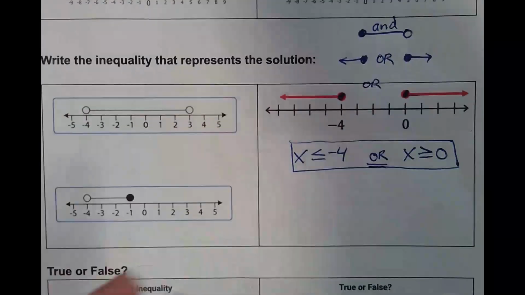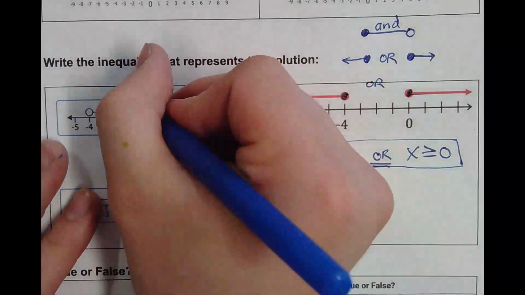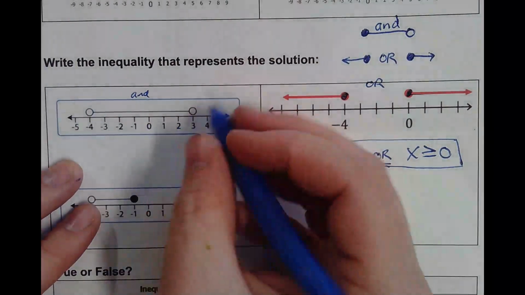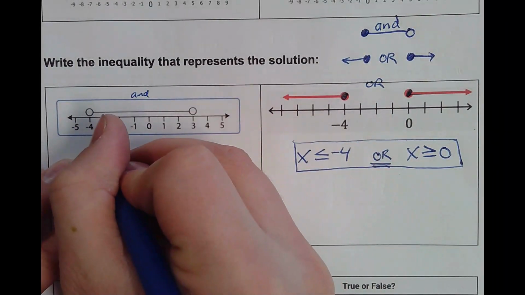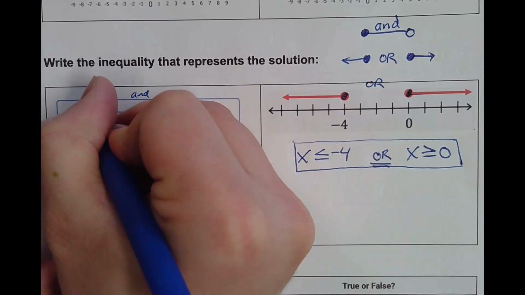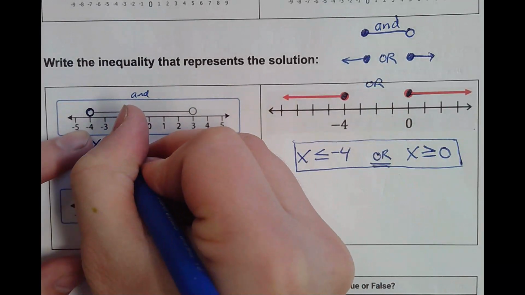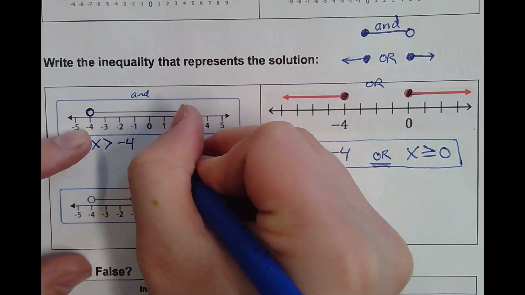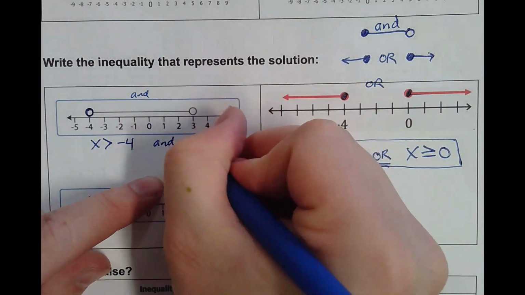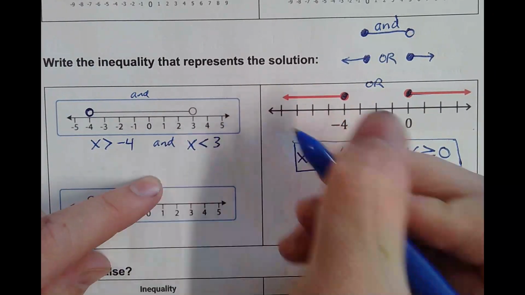Alright, let's check the next one. This one's an "and" situation. So there's two ways to write it. The first way to write it is by writing it like this. X is greater than, since it's open, greater than negative 4. And it's also less than 3.